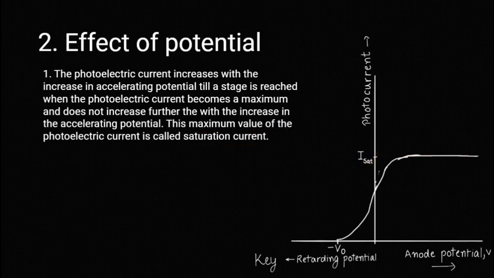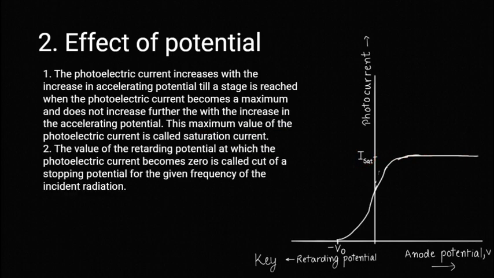Fine. And your second point: the value of the retarding potential at which the photoelectric current becomes zero is called the cutoff or stopping potential for the given frequency of the incident radiation. So the value of the potential at this point, at minus V naught, what happens? The photoelectric current becomes zero. So this value of the potential is known as your cutoff and your stopping potential.